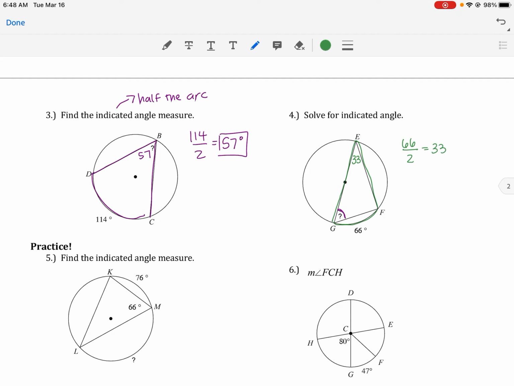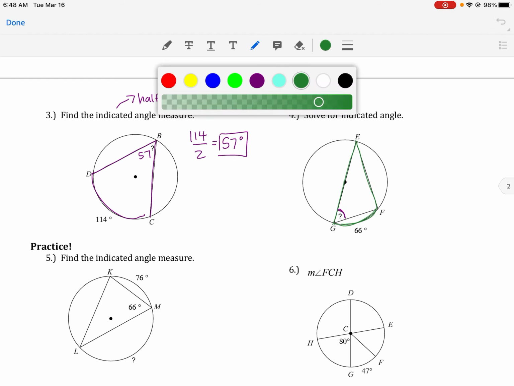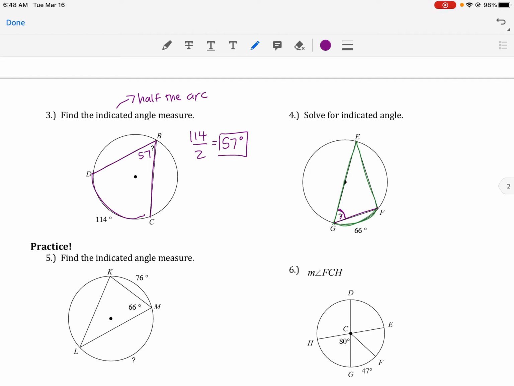Actually, I'm going to just backtrack. I think there's actually an easier way to do this. So let's go back a minute. Okay, so this arc here with 66 does correspond to E, which we said was 33 degrees. But notice how that doesn't help us find the angle we're looking for. The angle we're looking for corresponds with arc E to F. But notice how we have a straight line here? So it means if I go all the way from E to G, we get 180 degrees. So it's a half circle.